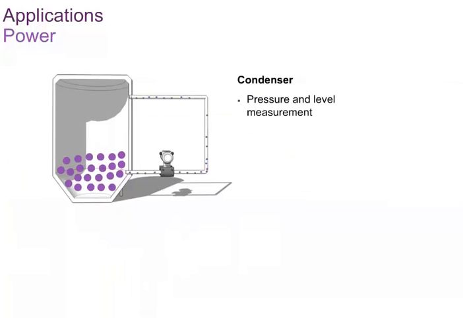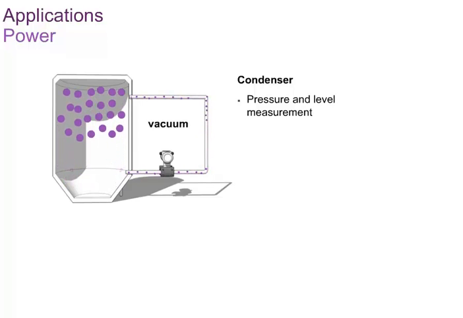At the condenser, level and pressure measurement is carried out. Both applications are running under vacuum conditions. The most simple connection of the transmitter to the condenser seems to be via impulse lines. But because of the vacuum conditions, you'll get fluctuating condensate levels within the impulse lines. That prevents the transmitter from providing stable and accurate measurement.